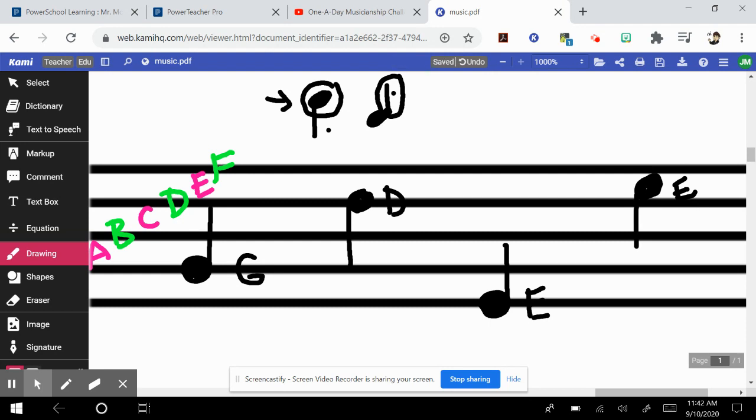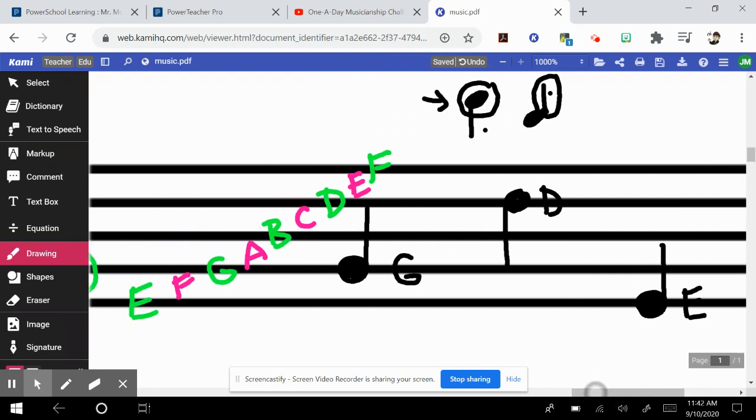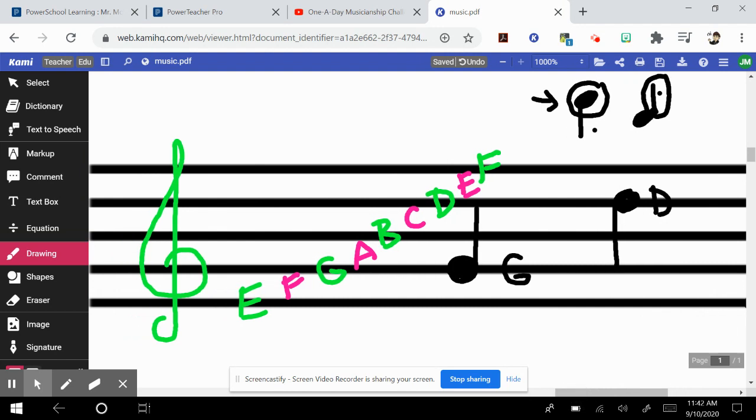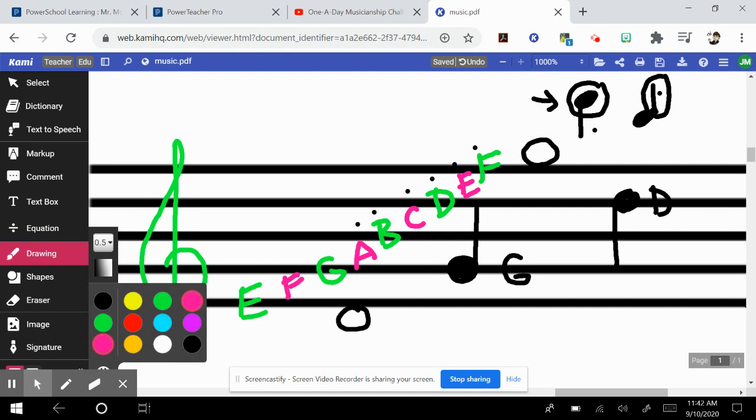The other thing that I want to cover in this video is talking about how we find the notes that are beyond the staff. This note here, or that note there. Well, since our notes are in alphabetical order, we're going to have to use that. We have A, B, C, D, E, F. So this next note would be G.